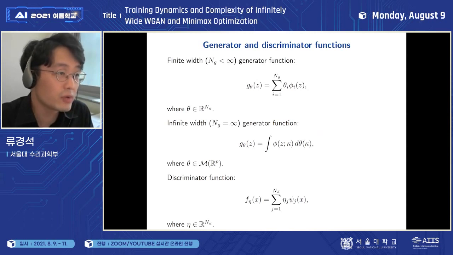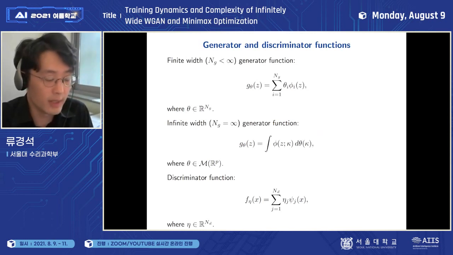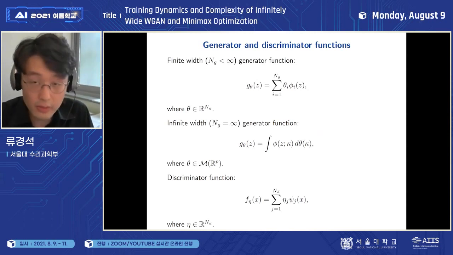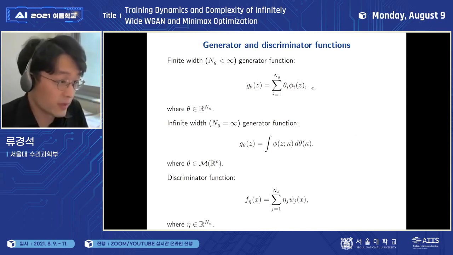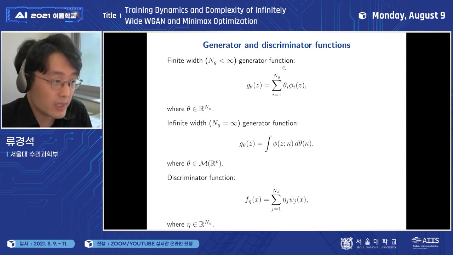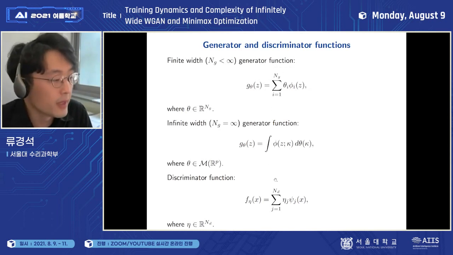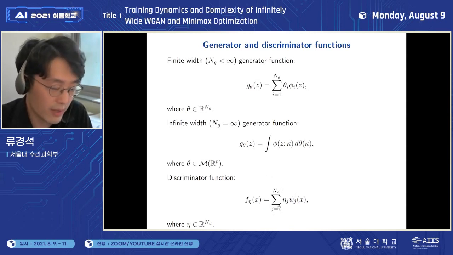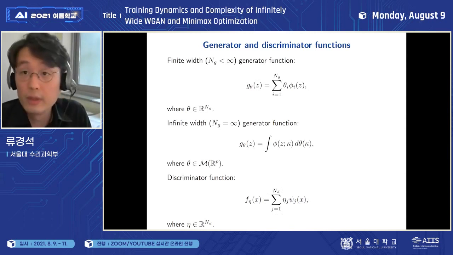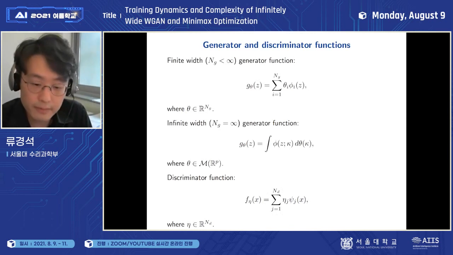So for the generator and the discriminator functions, we are both using two-layer multi-layer perceptrons, two-layer fully connected networks. The generator function has this form in the finite width setup. In the infinite width setup, we basically just replace the summation with an integral. That's what I mean by an infinite width. The discriminator is not large. The discriminator does not have infinite width, so we just have a finite sum, a regular sum, for the discriminator function.